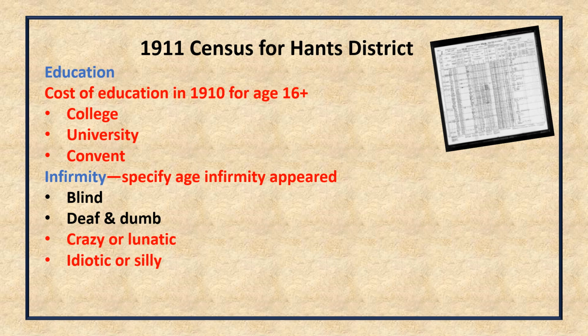Perhaps the most jaw-dropping item to be added to the 1911 census concerned infirmity. The age at which the infirmity appeared had to be given, but the categories of infirmity were expanded to include crazy, idiotic, or silly. Today, those are pejorative terms when used to name mental deficiencies. Although I've never seen silly used professionally to describe a person's mental condition, back in the day, they were considered appropriate.